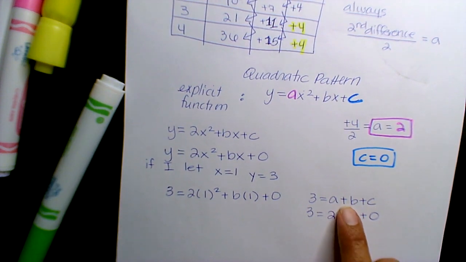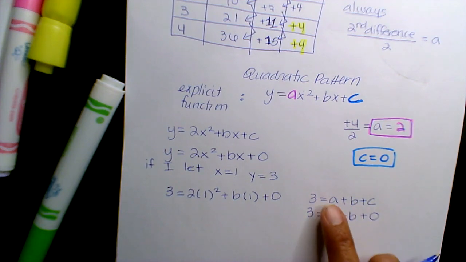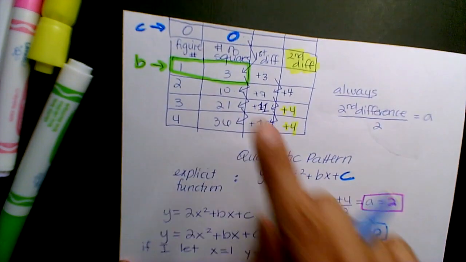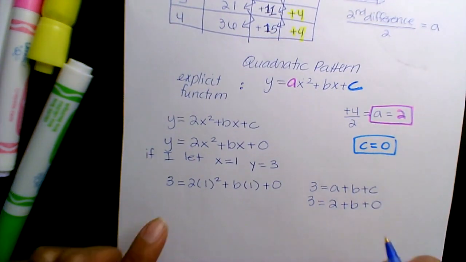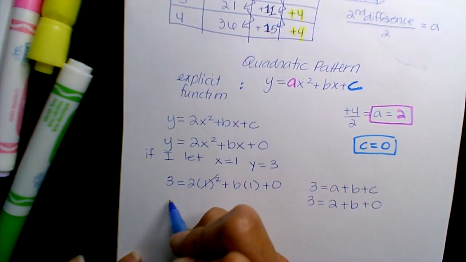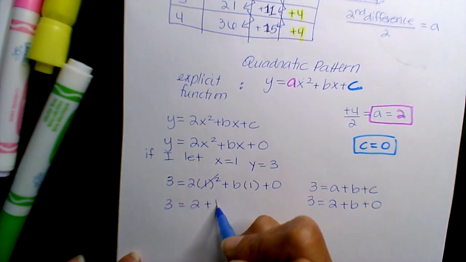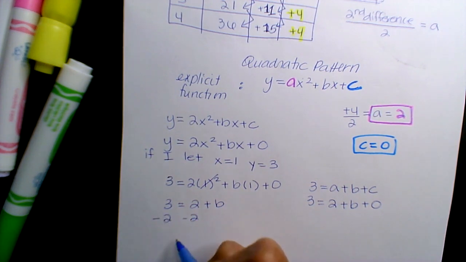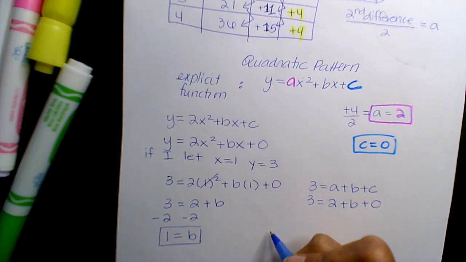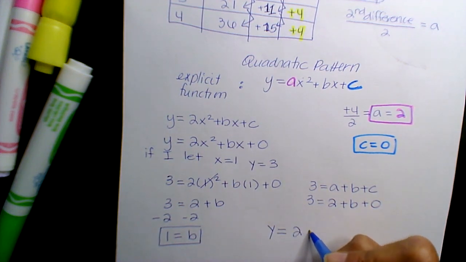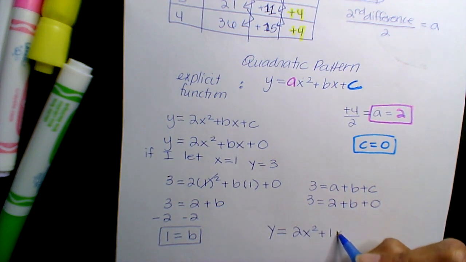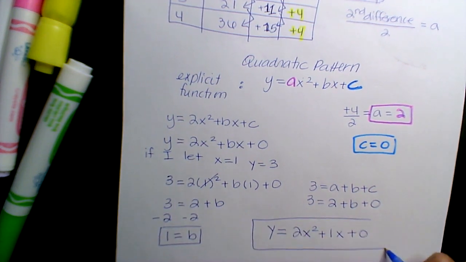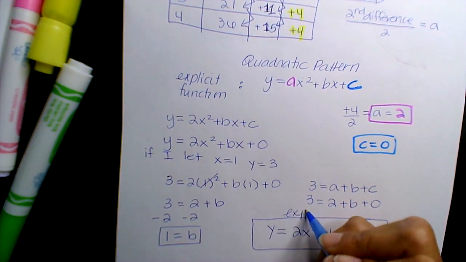All right, because x squared, 1 squared is 1. X, it's 1. So it really just ends up being a plus b plus c, and whatever the y value is in the table, and it's 3. Okay, so what do you get? This is just 1, that's 1. So 3 is equal to 2 plus b, and so what's the value of b? It's 1. And so your quadratic equation is 2x squared plus 1x plus 0. And that is your explicit function.